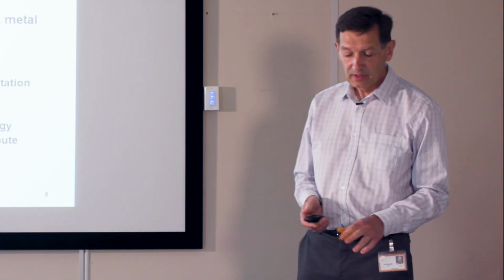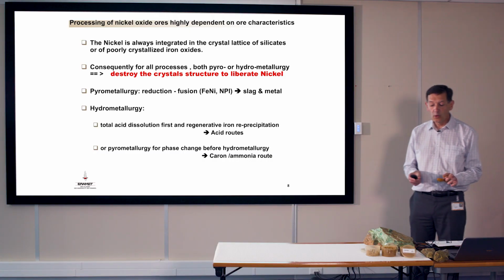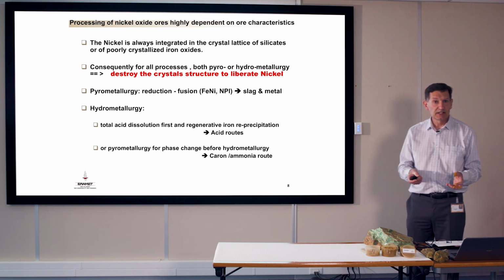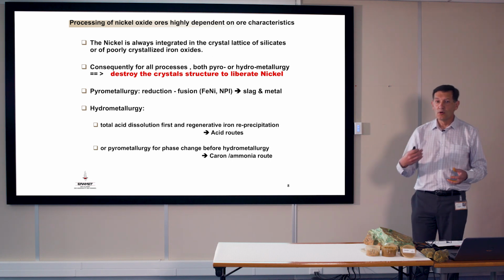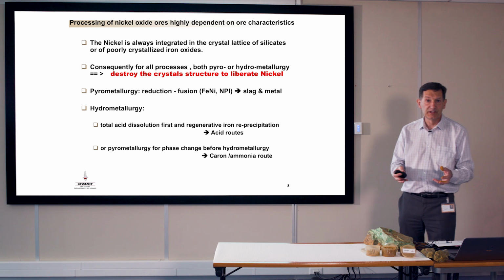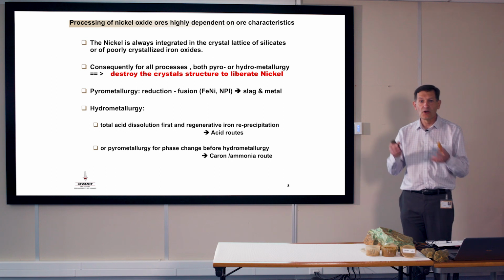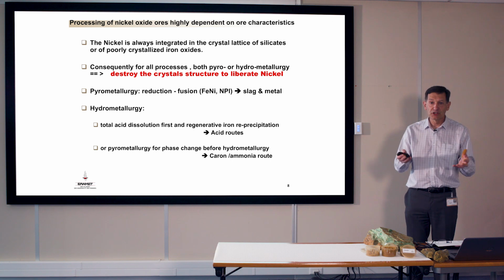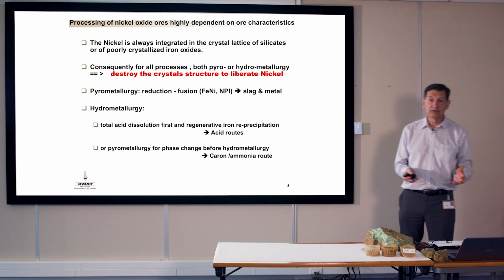To process this kind of ore, you have to know that the nickel is always contained in the lattice of the magnesium silicate or of the iron hydroxide. And to recover the nickel, you have to destroy this lattice by two kinds of processes, either by pyrometallurgy or hydrometallurgy. Pyrometallurgy is in a furnace at very high temperature. You melt the ore and you destroy completely the lattice.